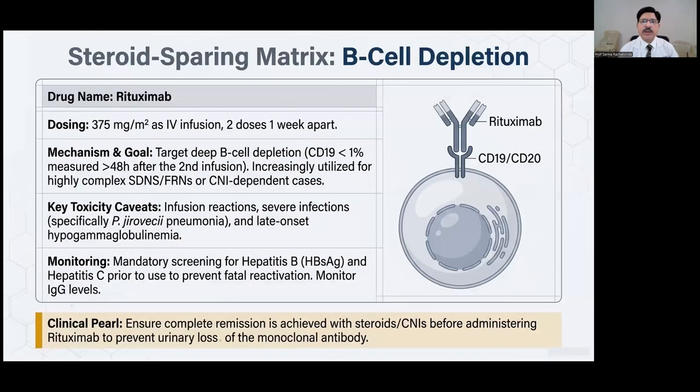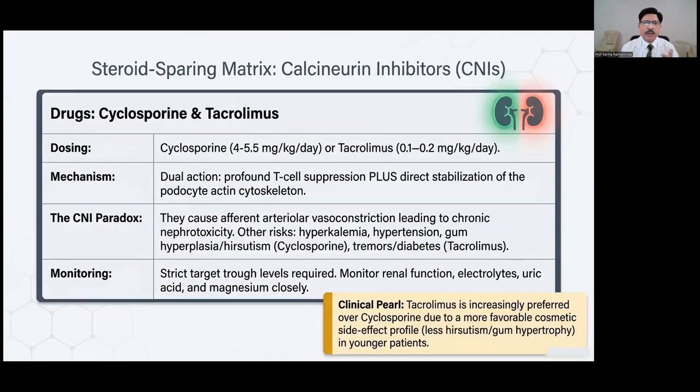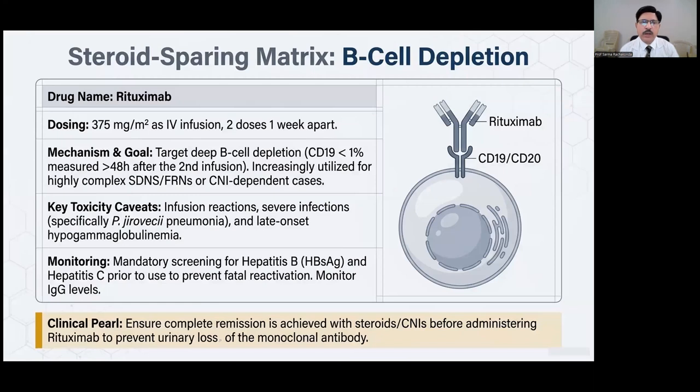Now, steroid sparing agents. The last one is B cell depletion, rituximab. Remember, what are the steroid sparing drugs? I have told you how to give the steroid and taper. I am now giving: the first one is cyclophosphamide, second one is mycophenolate mofetil, third one is levamisole, fourth one is the calcineurin inhibitors, of 2 types, cyclosporine and tacrolimus. Now we have got rituximab.